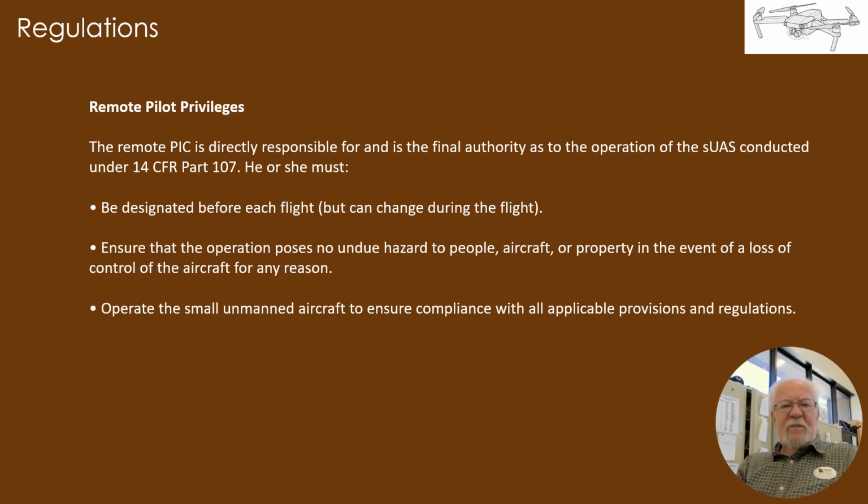So what are your privileges? The remote pilot in command is directly responsible for and is the final authority over the operation of that aircraft conducted under Part 107. They must be designated before each flight. You can change during the flight to another pilot in command, but somebody's got to be in charge. You are responsible for ensuring that the aircraft poses no undue hazard to people, aircraft, or property in the event of a loss of control or for any reason. You must operate the aircraft to ensure compliance with all provisions and regulations.